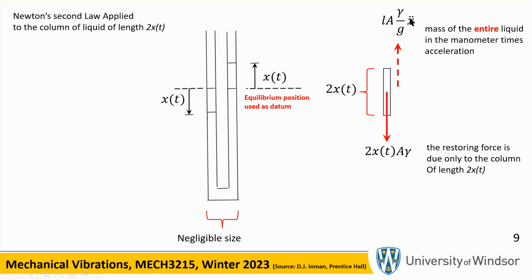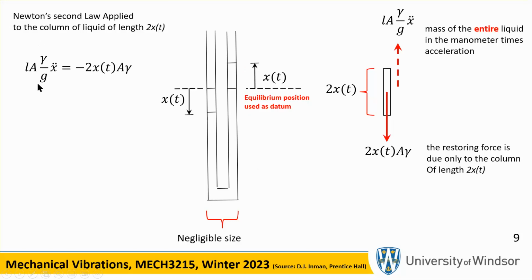And what is the acceleration? Acceleration is x double dot, but what is the m? The m is not the m of this portion. M is the entire liquid, because what this oscillation is doing is moving the entire liquid, and that's this piece. So if you look at it, L times A is going to give you the volume of the entire liquid, and multiplied by gamma divided by g, this is the mass of the entire liquid, from here all the way to the top. So this is the equation of motion.